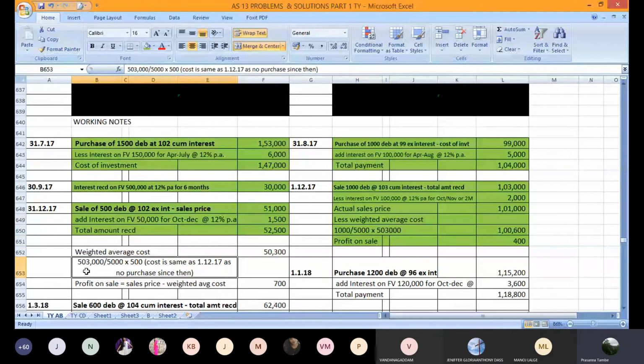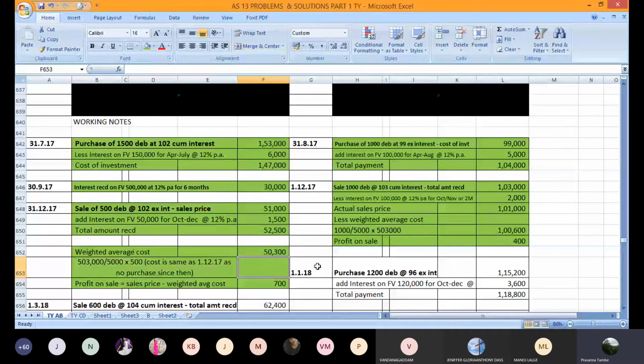So 5,03,000 was the total cost on that day. And that day we had 5,000 debentures multiplied by 500. And this will give you the weighted average cost of 50,300. Are you getting 50,300 weighted average cost?